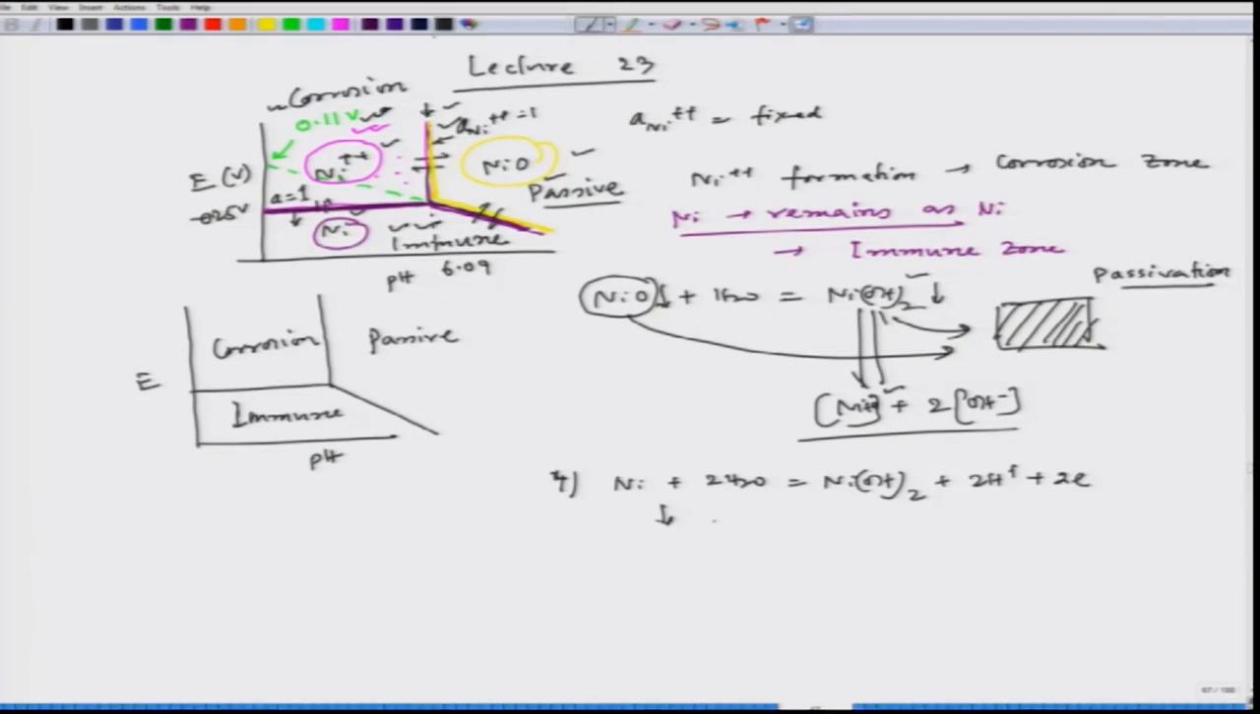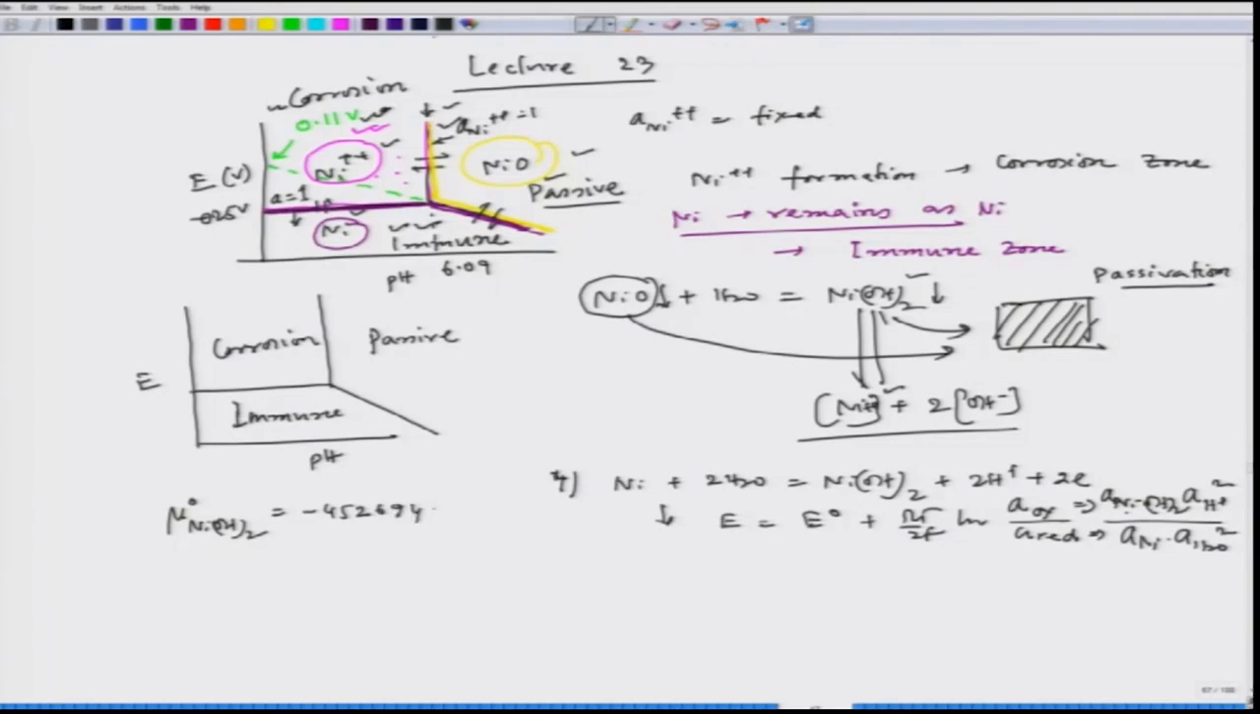So, the only thing is it will be decided by potential, which will be E0 plus RT by 2F ln ox by red. So, this is the activity of ox, activity of red, and here ox is nothing but the activity of Ni(OH)2 and activity of H plus square, and this one would be equal to the activity of Ni and activity of H2O square. And if you do the same calculations, because if you take the chemical potential value of Ni(OH)2, which is nothing but minus 452694 joule per mole, you will generate the same equation that we had for this reaction.